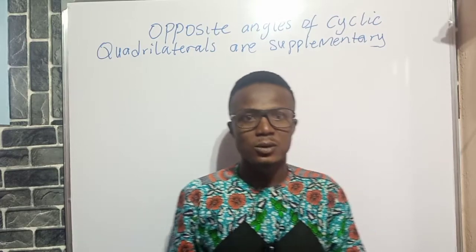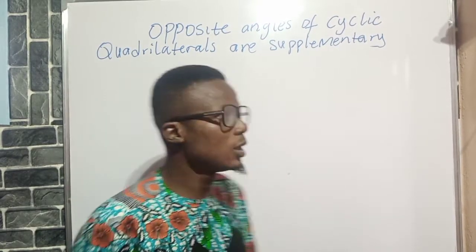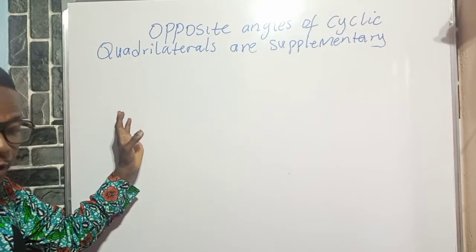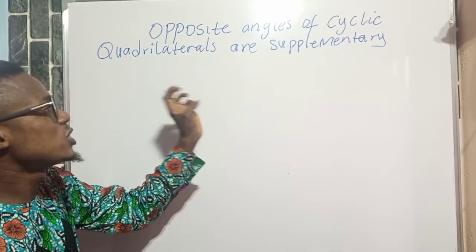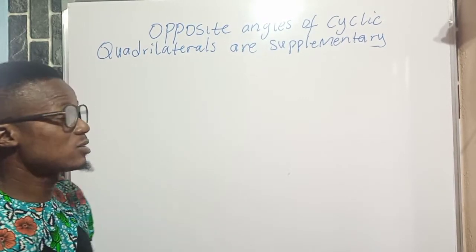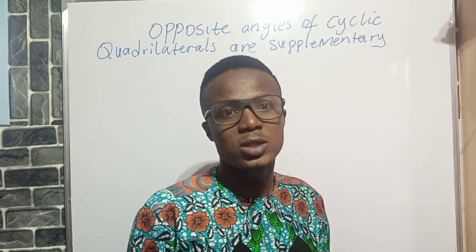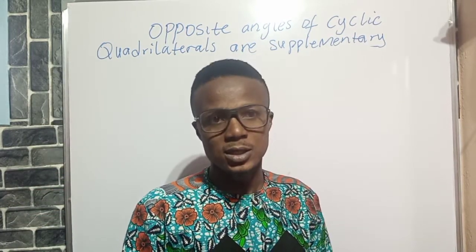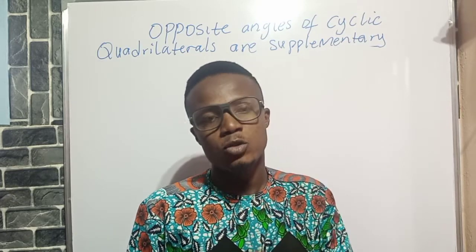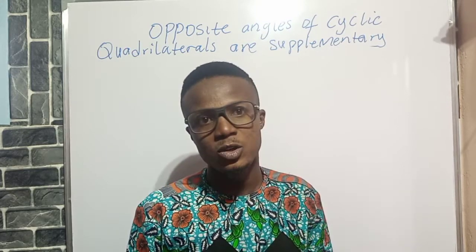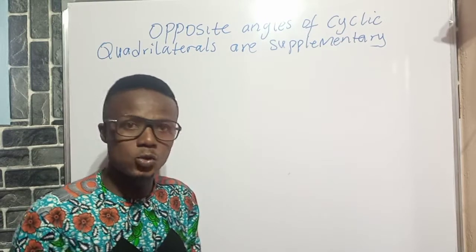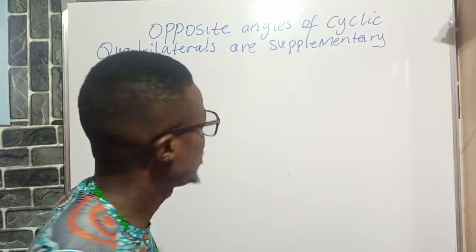In this video, I'm going to discuss with you the circle theorem, which I call the opposite angles of cyclic quadrilaterals are supplementary. When you talk about supplementary angles, they are just those angles that sum up to 180 degrees. So when you add two angles together and the sum is giving you 180 degrees, you know that the two angles in question are supplementary.